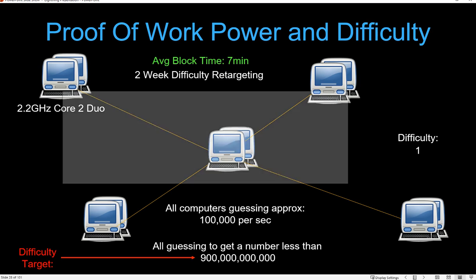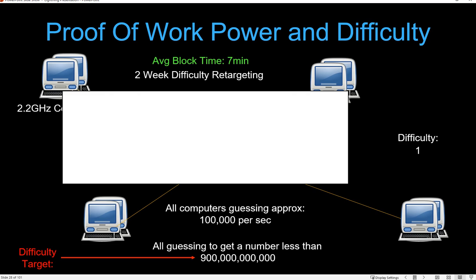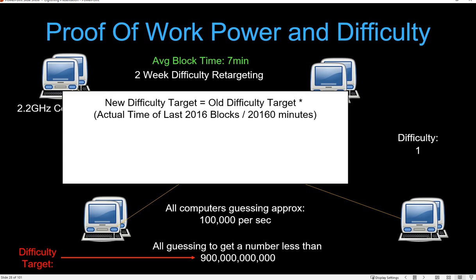We make it harder. So this is straight up from the Bitcoin code. Every 2 weeks, we set a new difficulty target. We take the old difficulty target and we multiply it by the actual time of the last 2016 blocks, divided by 20,160 minutes. In case you're wondering, this is how many minutes are in 2 weeks. 10 minutes per block, you just chop off a 0 and you get 2016 blocks.